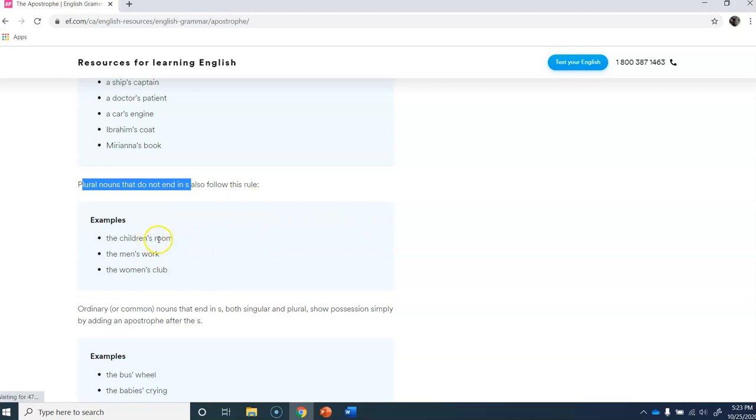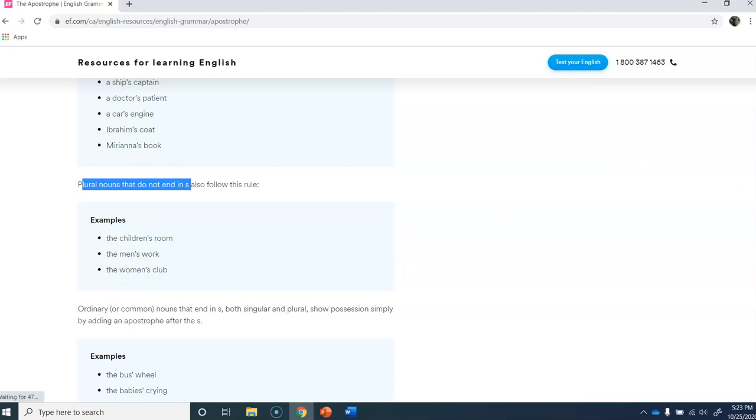If we're trying to show possession with these words, we're going to add the apostrophe S in. So the children's room, the men's work, the women's club, the room belonging to the children, the work belonging to the men, the club belonging to the women.